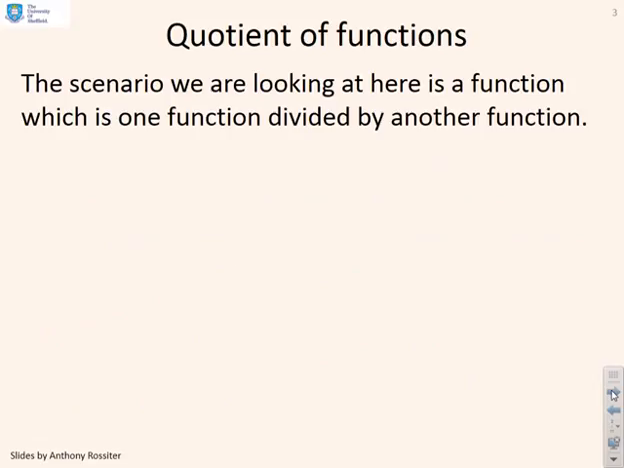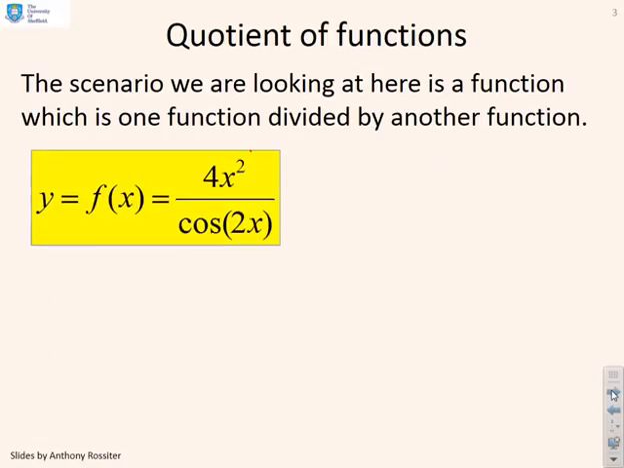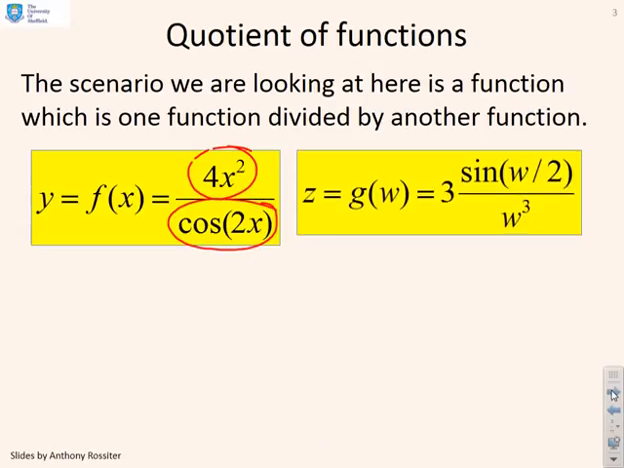The scenario we are looking at is a function which is one function divided by another function. So here's an example. F of x is defined as 4x squared, that's one function, divided by cos 2x, which is a different function. Or z, or g of w, is 3 sine omega over 2 over omega cubed. So again you see one function in the denominator, a separate function in the numerator.